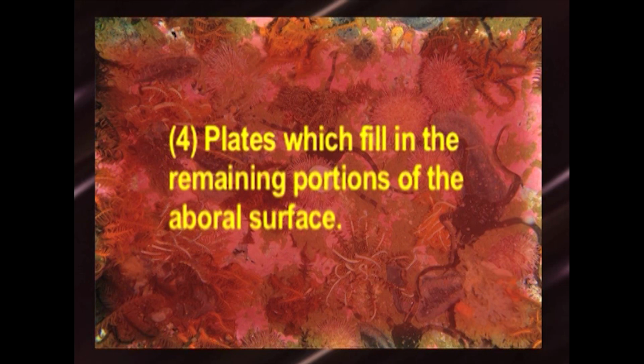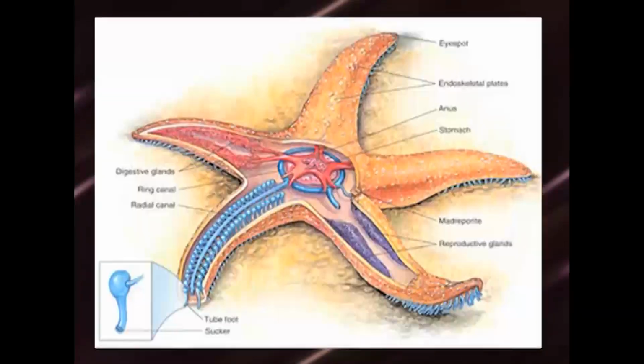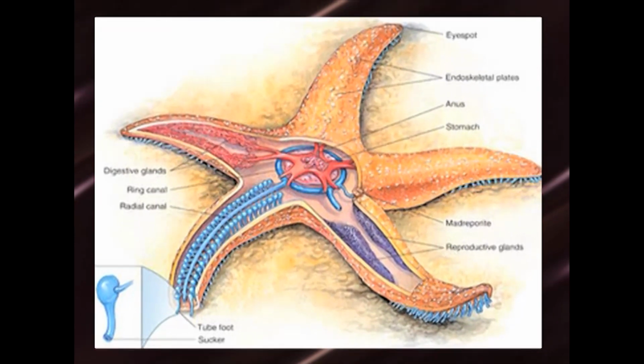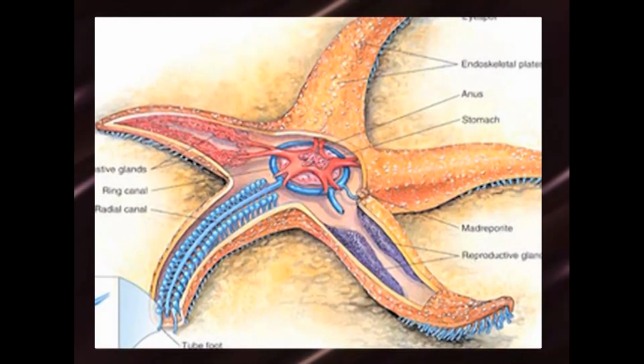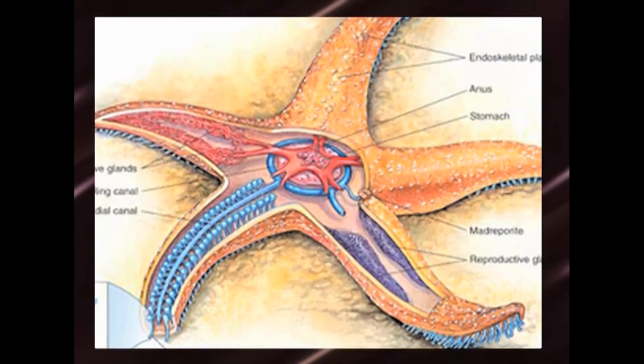Number 4. Plates which fill in the remaining portions of the aboral surface. The plates running down the middle of the aboral surface of the arm are known as the radials. The terminal member of this series is notched for the reception of the most distal tube foot, which possesses an eye spot, and the plate is therefore known as the ocular.